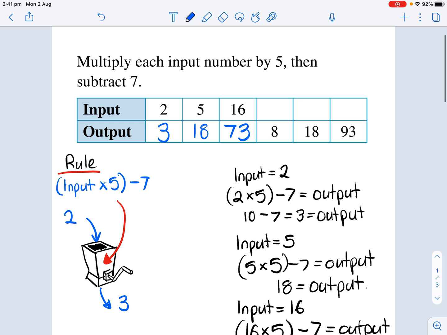And that is your final answer. You've determined the output values based on a rule and an input value.